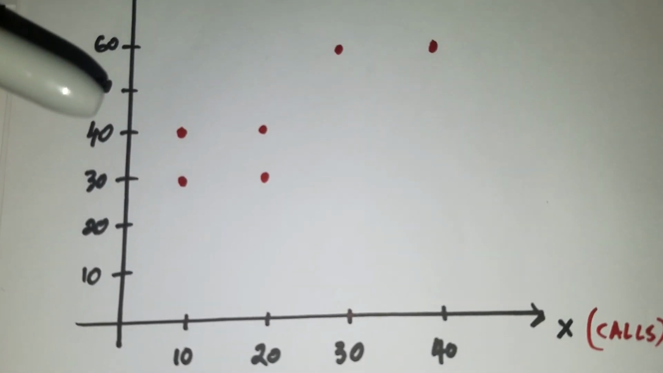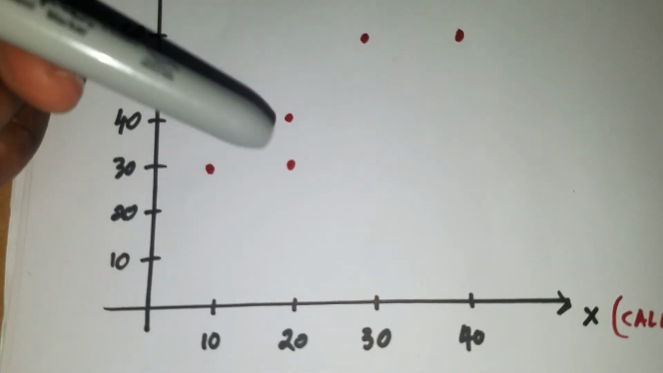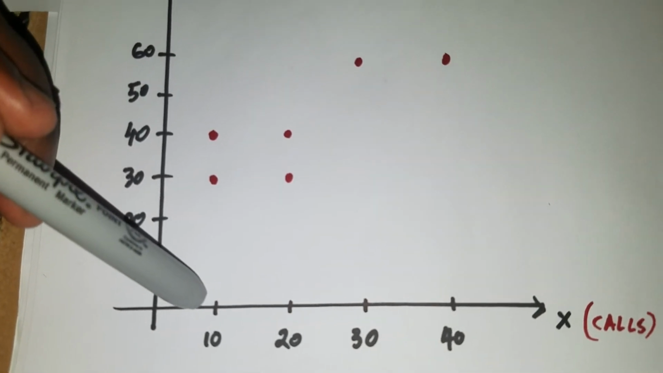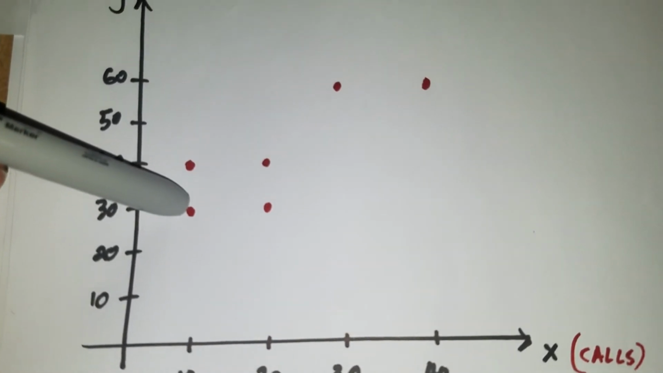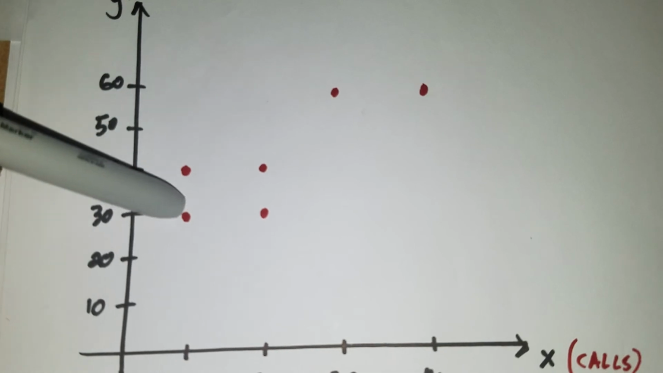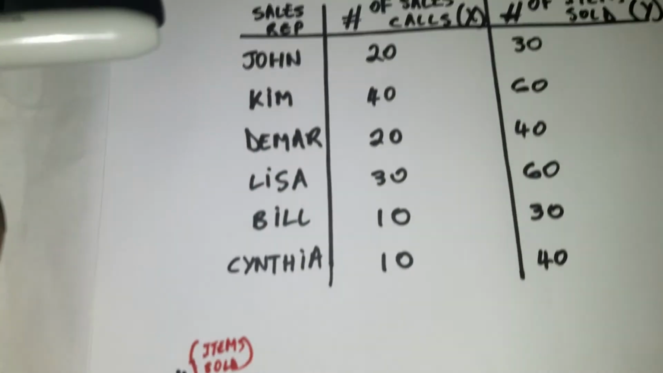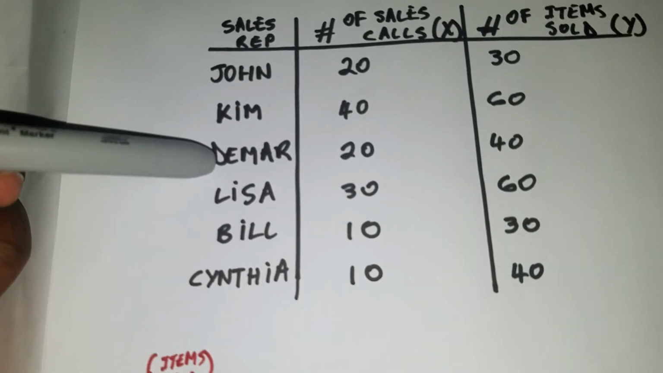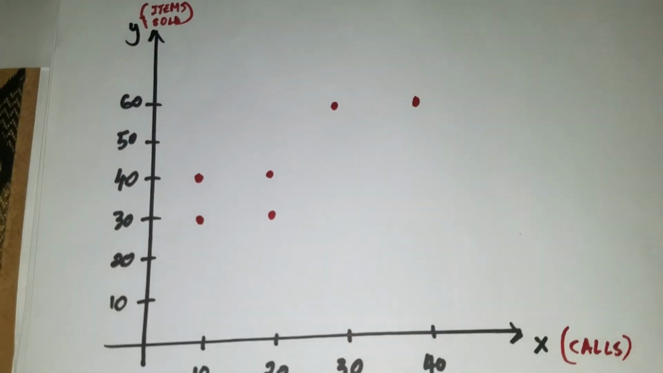Let's look at Bill. Bill made 10 calls and sold 30 items. So this point is Bill. And as we can see, 1, 2, 3, 4, 5, 6 data points is representative of 1, 2, 3, 4, 5, 6 sales reps. So this is a scatter diagram.